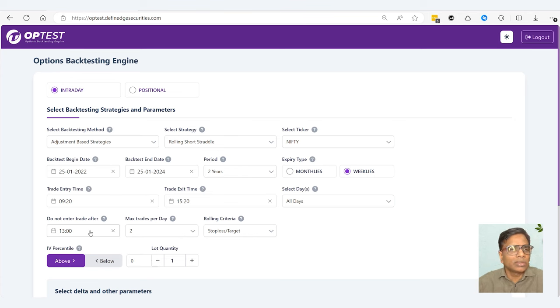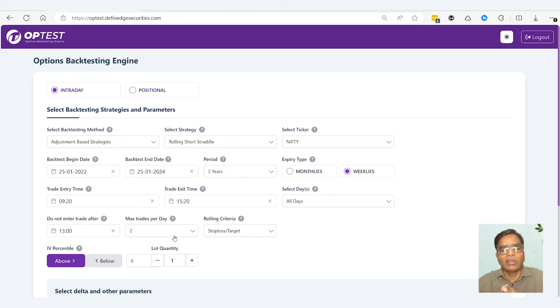Why? Because there might be some huge movement after a certain time, like after 1 o'clock or after 2 o'clock. And this some people follow. So this is for those kinds of traders who don't want to enter any more new trades after 1 o'clock. Okay. Now, maximum trades per day.